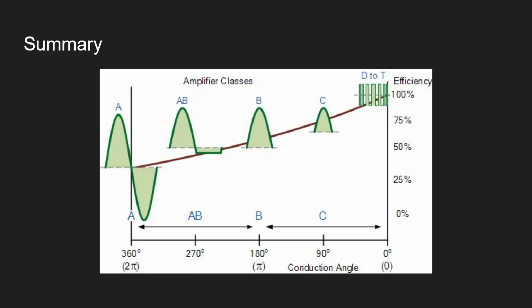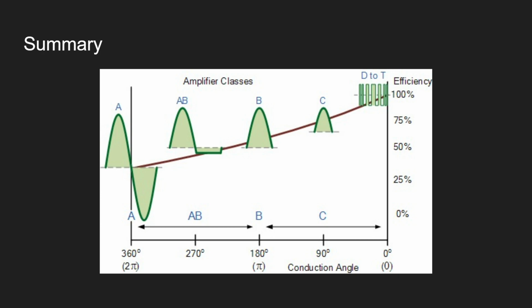Summary. You see that class A works in the full cycle, with the worst efficiency, like 20 to 25%. Class AB works slightly more than half a cycle. Class B works exactly half a cycle. For class AB, there are some time points where two amplifiers work at the same time, a little overlap. Class B has no overlap, just 180 degrees.